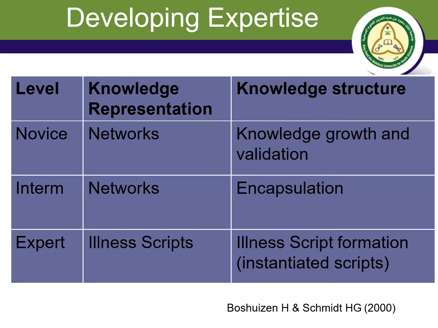So developing expertise, how it moves on. If you see in this chart, there are three columns: level, knowledge representation, and knowledge structure. Your level, when you are new, you are a novice. Knowledge representation, networks. You network with other people and you learn. Knowledge structure, knowledge growth and validation. Slowly and gradually your knowledge keeps on growing and you validate. You do the correct, right judgment, whatever is required.